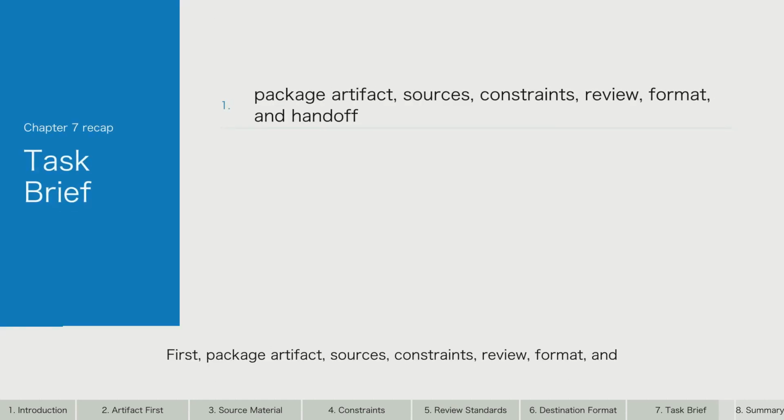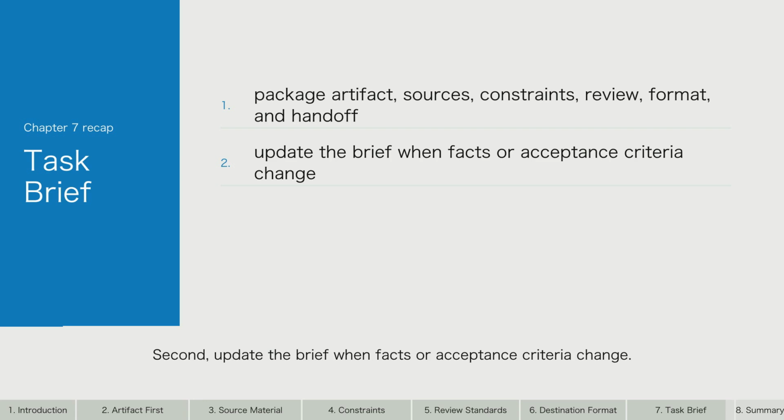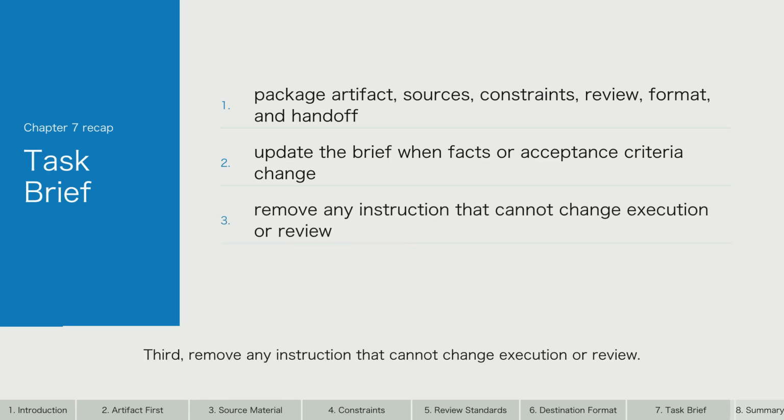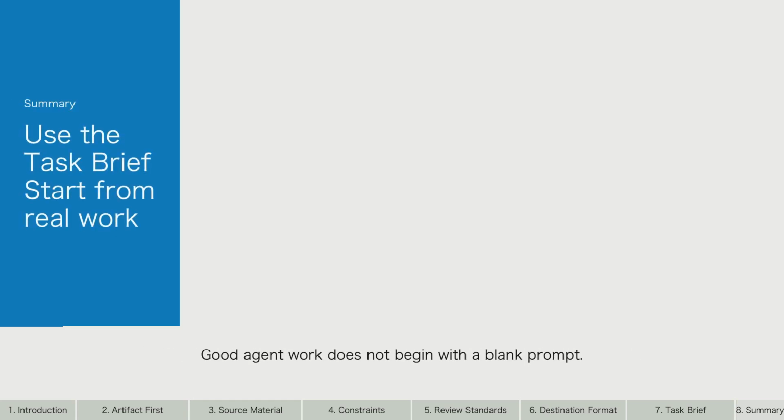First, package artifact, sources, constraints, review, format, and handoff. Second, update the brief when facts or acceptance criteria change. Third, remove any instruction that cannot change execution or review. Good agent work does not begin with a blank prompt. It begins with real materials and a concrete artifact that another person can inspect, edit, and continue.